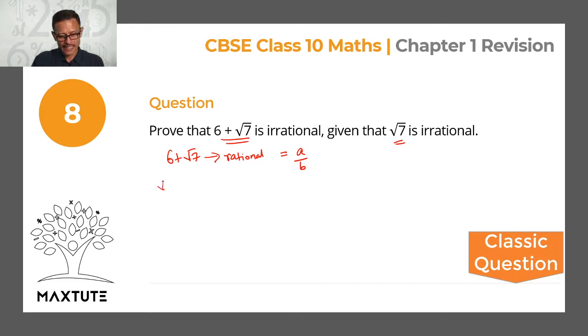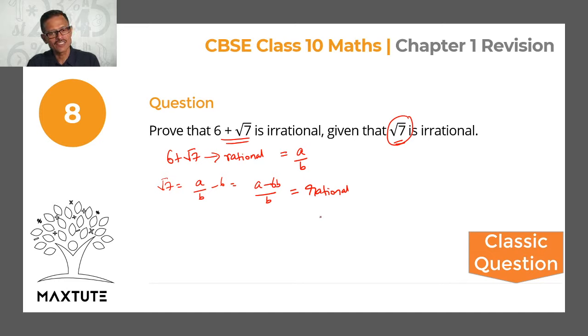So therefore, I can write this root 7 as a upon b minus 6. We'll rewrite it as a minus 6b upon b. a and b are co-prime integers. 6 is an integer. So a minus 6b will be an integer upon an integer. This value is a rational number, which boils down to saying that if a minus 6b by b is rational, root 7 is rational. But we know, and the question explicitly states, that root 7 is irrational. Why do we have this contradicting answer? That's because of our incorrect assumption that 6 plus root 7 is rational. That's how you prove that 6 plus root 7 is irrational.